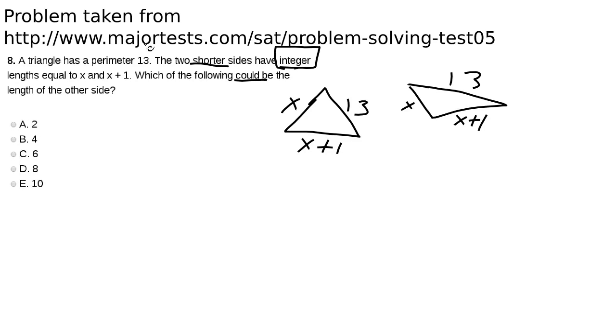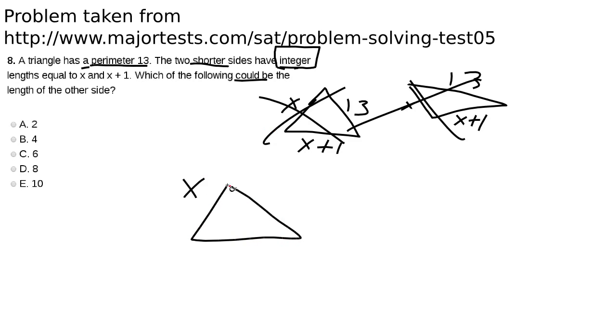Oh, wait. I messed up here. Triangle has perimeter. I was thinking one of the sides was 13. No, the total perimeter is 13. So the sides are x, x plus 1, and y.